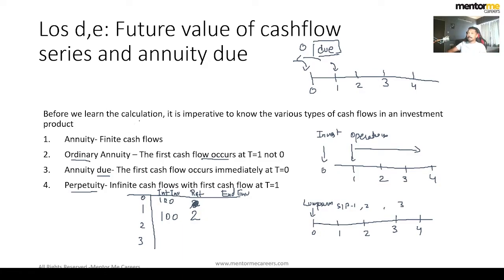Now, what about perpetuity? Perpetuity just means perpetual, that means the cash flow is infinite. The reason why this is discussed in the CFA syllabus is from the perspective of valuation. When you're valuing a company, there is only so much that you can forecast, because you can't forecast a company's cash flows for 100 years. So there is an explicit period that you forecast.